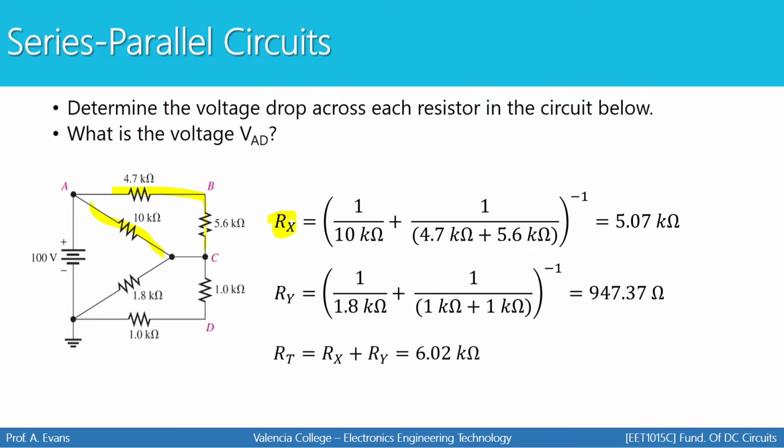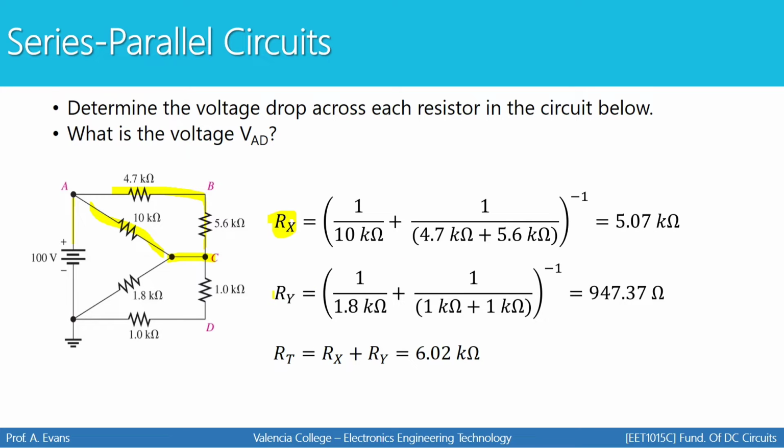Once you combine them, you have two paths, the 10K path and the combination of these two. Those two paths are in parallel because current will start here, split here, and then come back together right here. So these two paths are in parallel. I'm going to calculate the equivalent resistance of those two parallel paths using the formula described in the previous lecture slides or lecture video. And you're going to combine these together to get 5.07K. So these three resistors combine together to form a resistance of 5.07K.